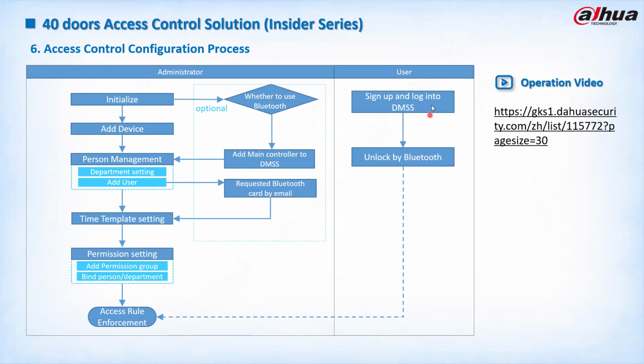Alternatively, let's say the users sign up and log into the DMSS. These users have already been assigned the Bluetooth information. So to unlock, they just use those three modes. And again, the two modes are either the normal pairing or shaking the phone to access the door and open the door.